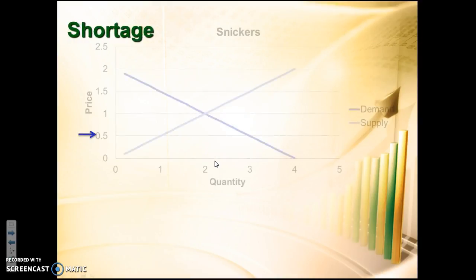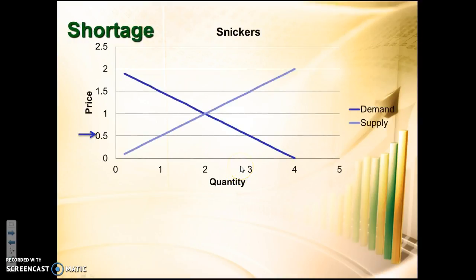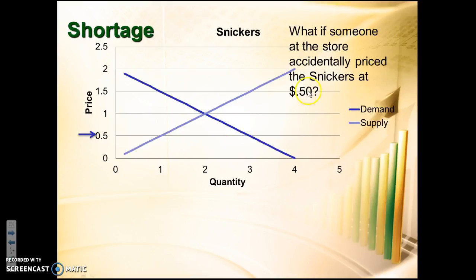Now then, let's look at the same exact example for Snickers. Again, looking at this, we've got a price of $1. That's our equilibrium. Well, what would happen if somebody accidentally priced the Snickers at 50 cents at your local convenience store, whatever it may be? At that price, how many Snickers are producers willing to sell? Well, if we go from 50 cents, that's our accidental price. Somebody took the little sticker machine and put the wrong sticker on it. They didn't do it on purpose, but oh well.